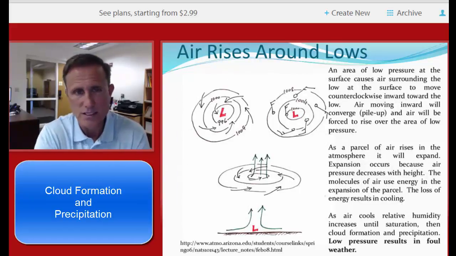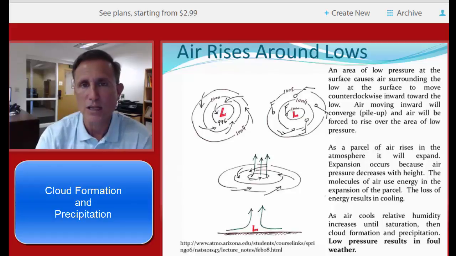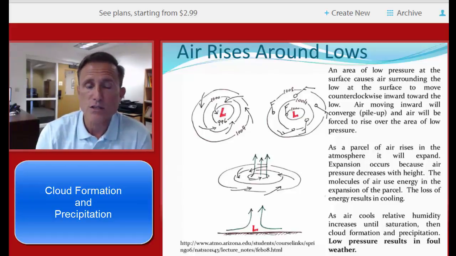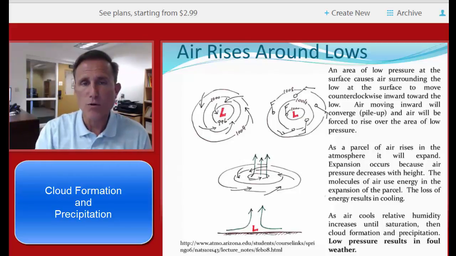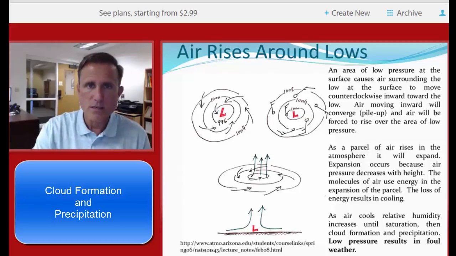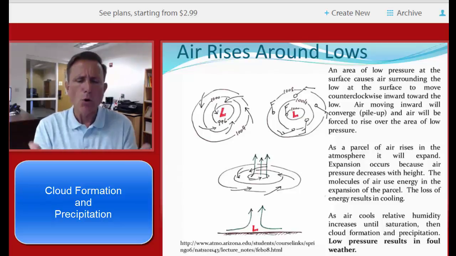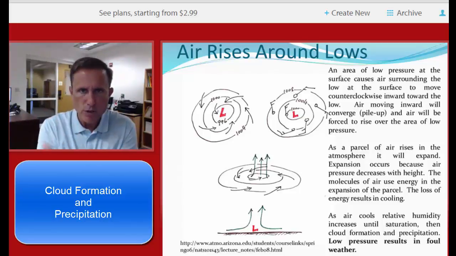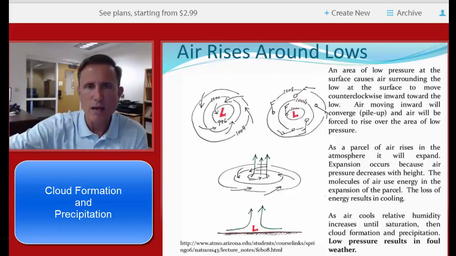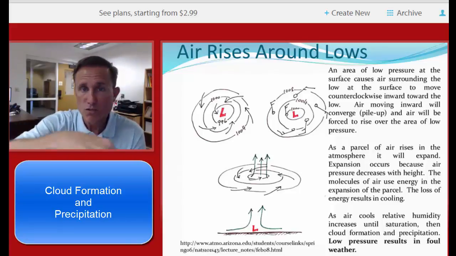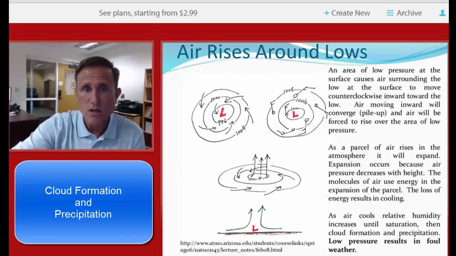So this is the way it looks at the surface. We're talking about high pressure and low pressure. And in the case of low pressure, an area of low pressure at the surface causes the air around it to move toward the low pressure in a counterclockwise rotation. Think of it as like a bowl in the atmosphere. That low pressure is the depression, or the bowl, and so air slides down into that bowl and moves toward the low and moves counterclockwise down into the low.